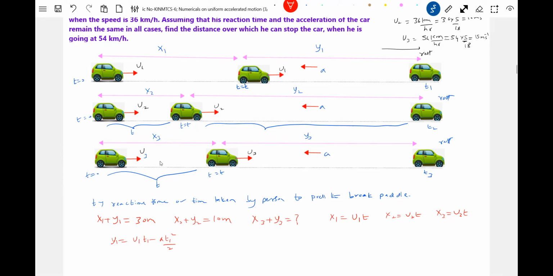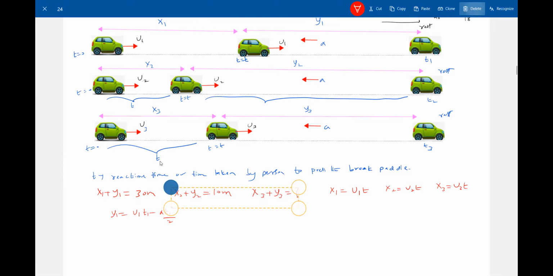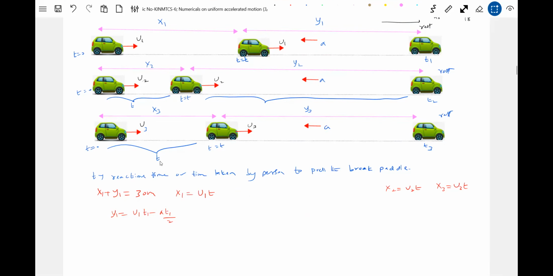Let me take help of this one. So let me substitute. So what all the things we know? Here X1, I'll come in order. This you may find very difficult. There's a data. Looking at the first car, X1 plus Y1 equal 30. And what is X1? Till it presses the brake pedal, the car will be moving with a constant speed. T is a reaction time. Afterwards, it'll press the brake pedal, then it'll undergo retardation.